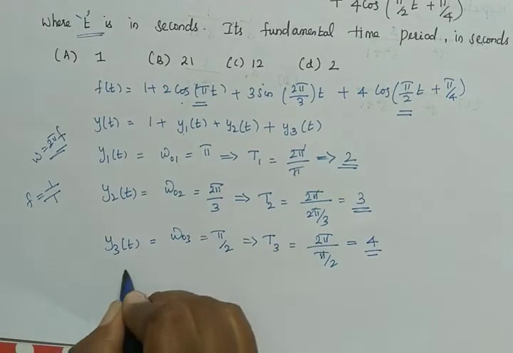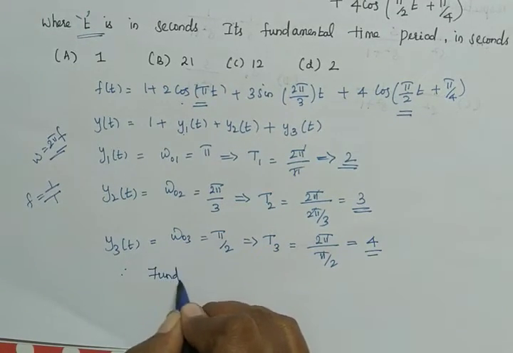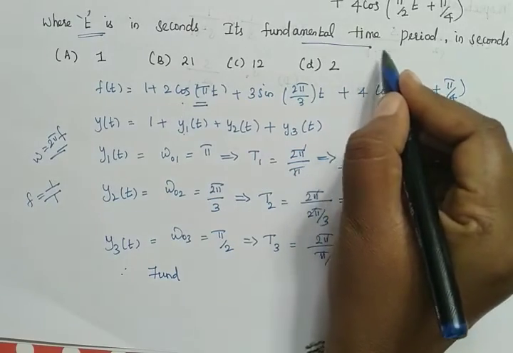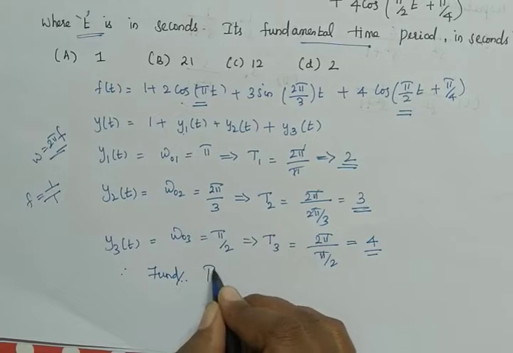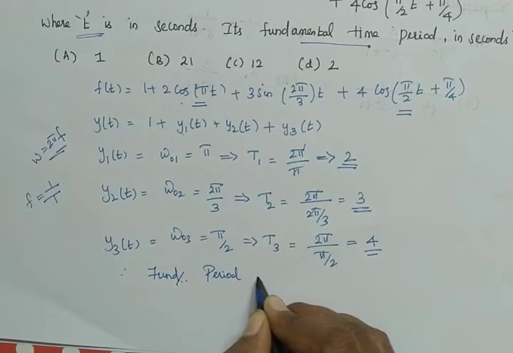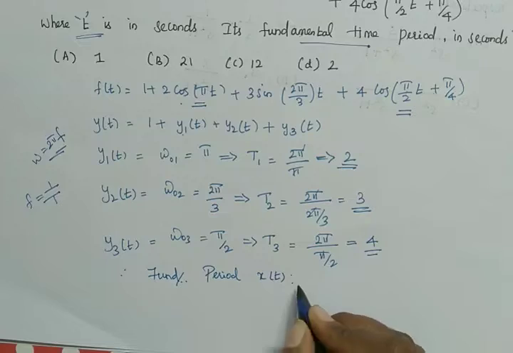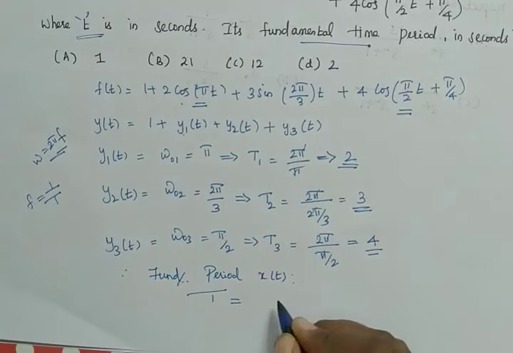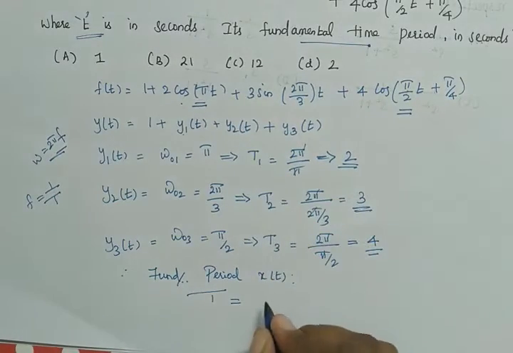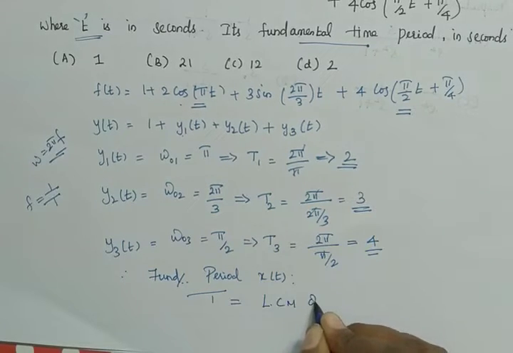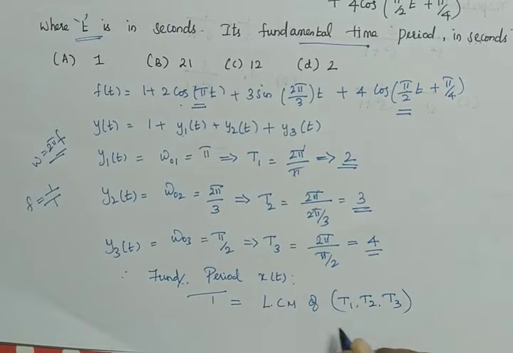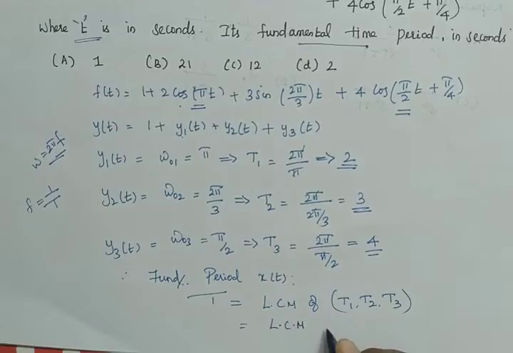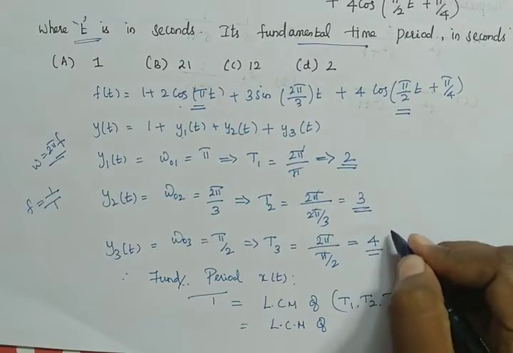Now we have to find the fundamental time period, because this is what is given in the question. So the fundamental period of x of t is T. What we found is T1, T2, T3. Now we have to take the LCM of T1, T2, T3. So we take the LCM of this, that is 2, 3, 4.